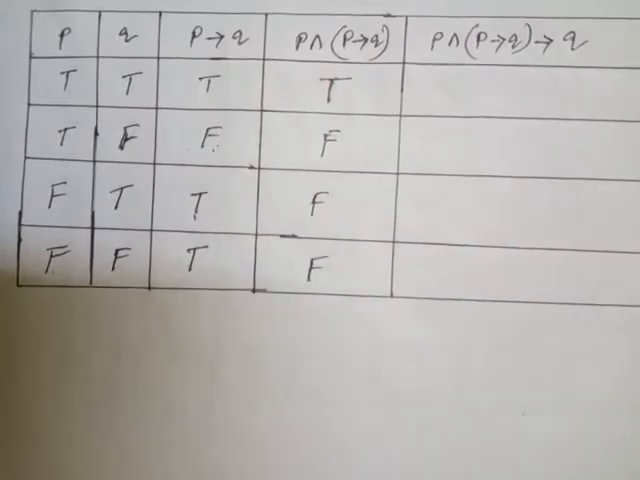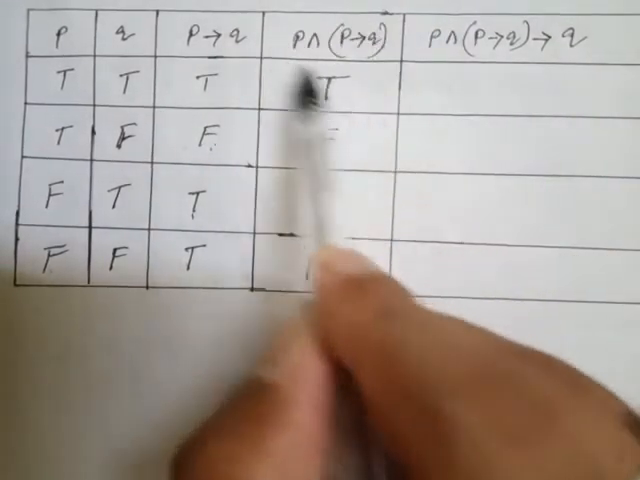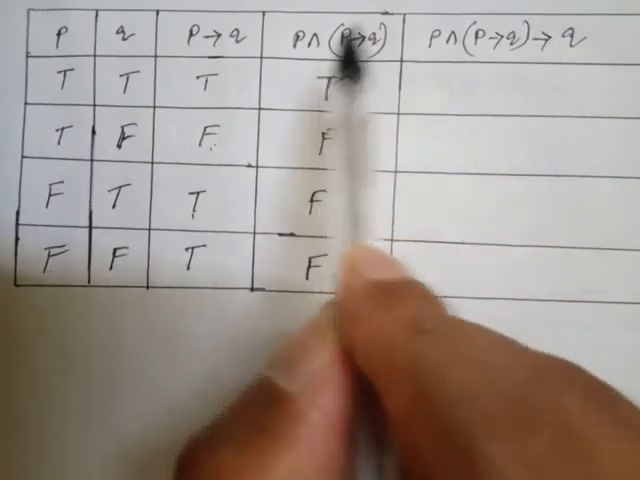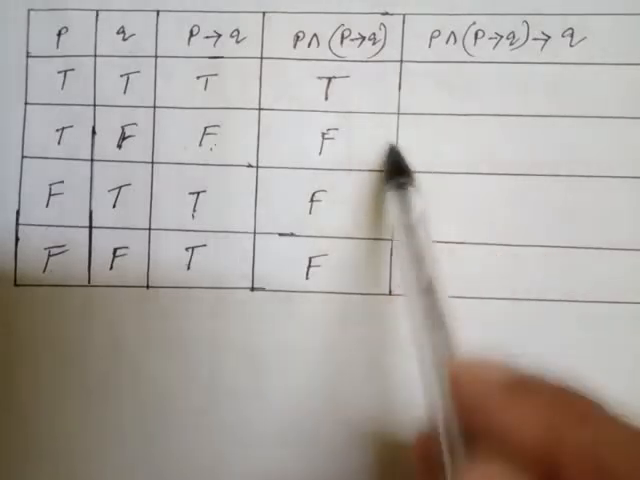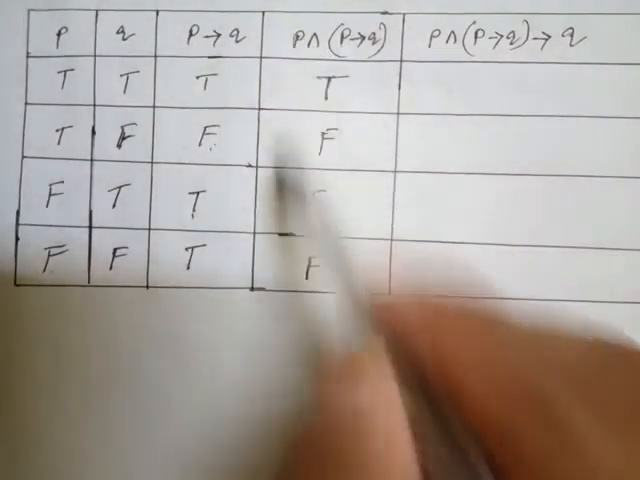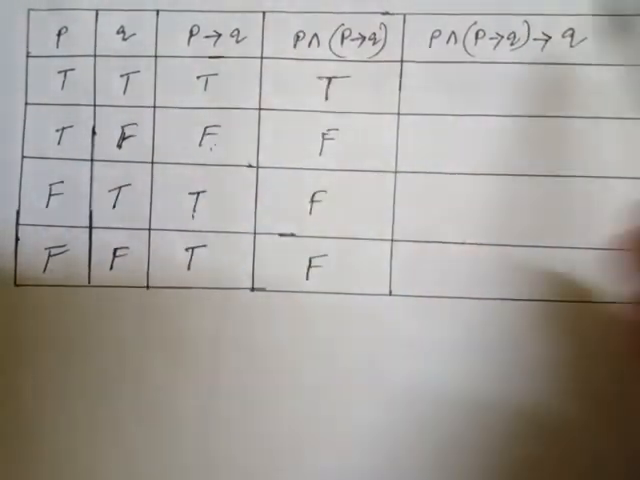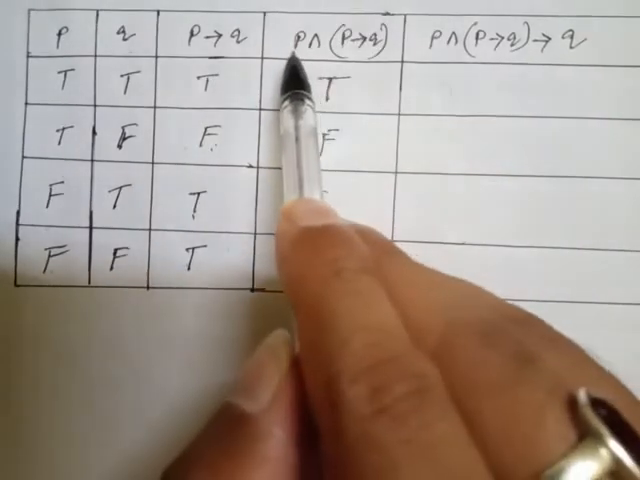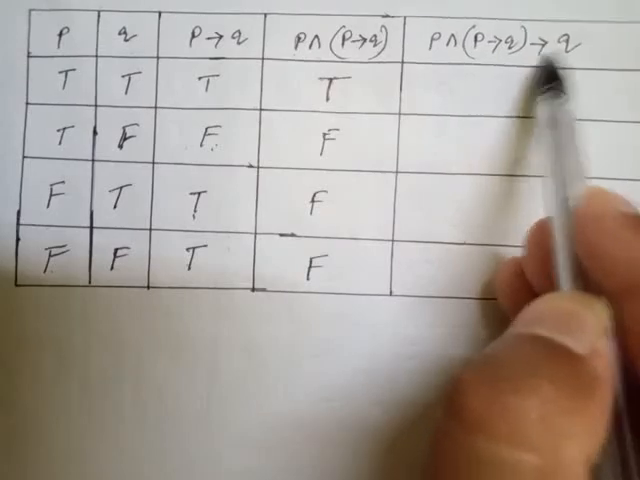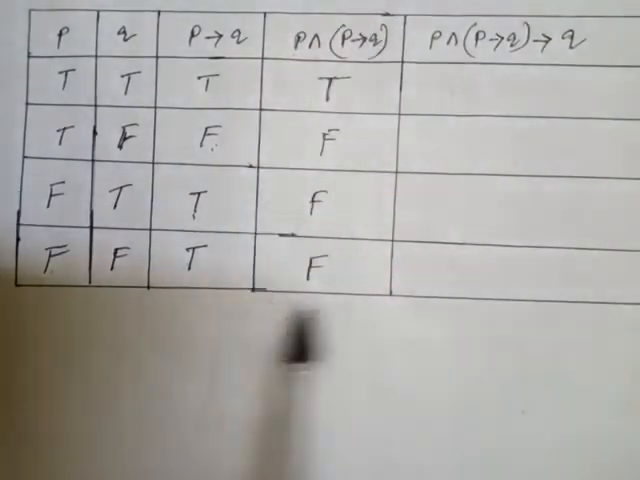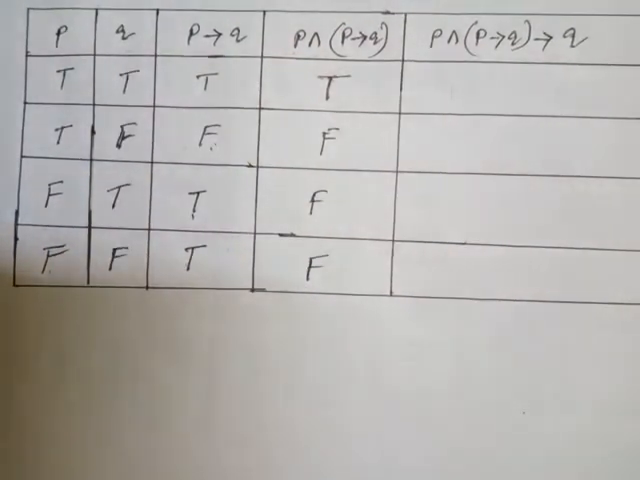Now student, look, we need to find out now this value implication Q only. I repeat again, we'll take this table and Q for the implication of this one. Look, P conjunction P implication Q, this whole implication Q, which means this whole table implication Q only. Now look how to solve this one. We'll follow the implication table only.